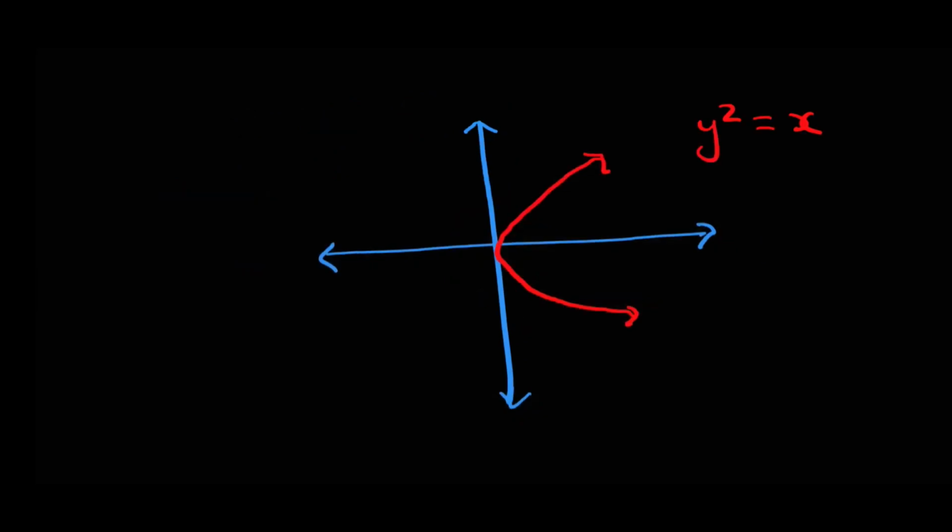How about y squared equals x? Once again, you can draw a vertical line through it, which intersects with the graph twice. So that means that y squared equals x is not a function.